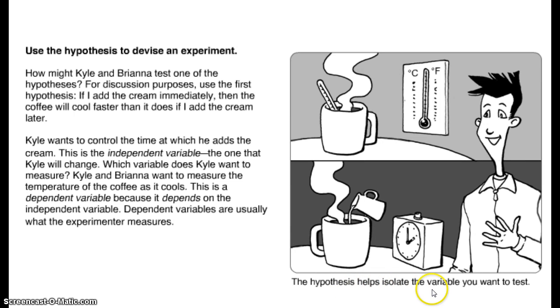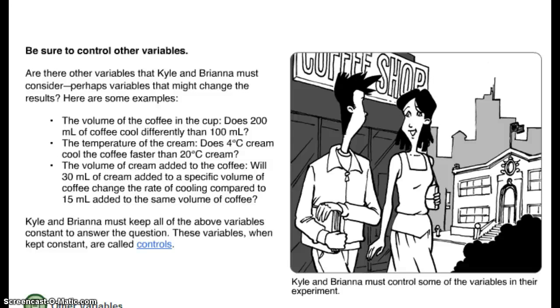The hypothesis helps isolate the variable you want to test, so you know exactly what you're testing and you're only testing one thing. Be sure to control other variables. Are there other variables that Kyle and Brianna must consider? Perhaps variables that might change the results.